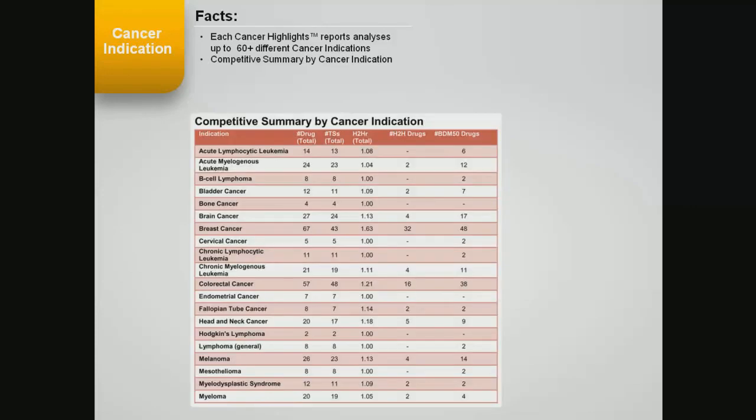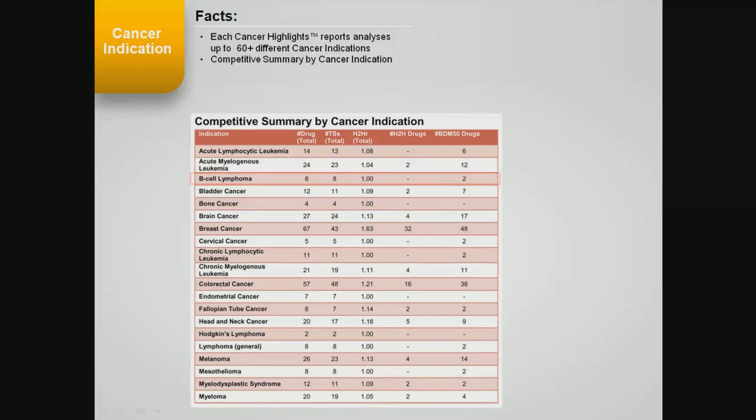Pillar 4 covers selecting cancer indication by drug development. Each Cancer Highlights report, besides the indication-specific ones, analyses up to 60 plus different cancer indications. The analysis starts with a competitive summary by cancer indications. The featured case here shows 17 different cancer indications with their associated key data, such as number of drugs, number of target strategies, and competition.